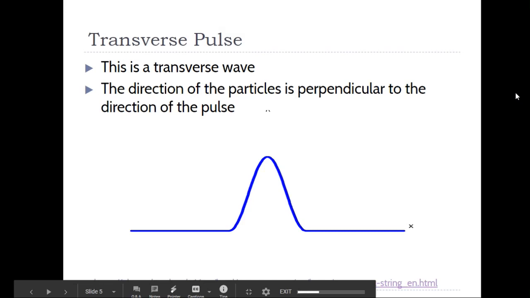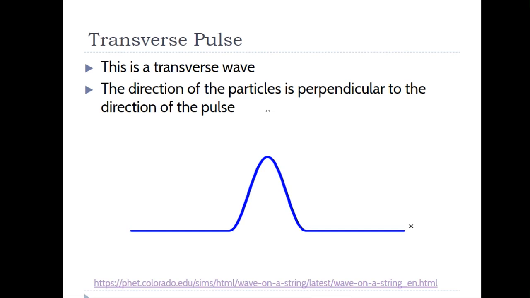So there's two different types that we can be looking at here wave-wise. We're going to be starting with the transverse, and even within that, you can have a pulse, or you can have something that's oscillating or continuous.